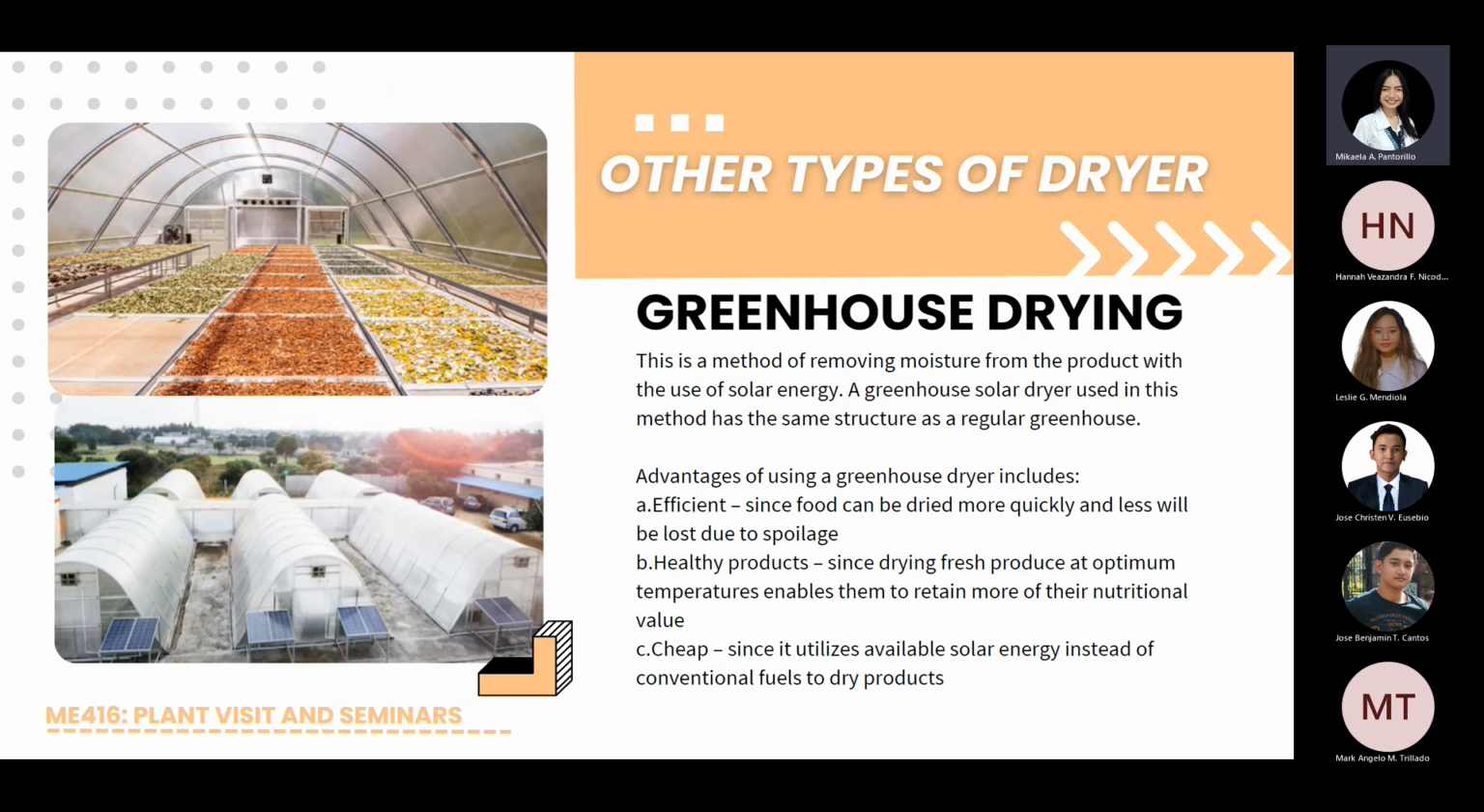Greenhouse drying. Greenhouse drying is a method of removing moisture from the product with the use of solar energy. A greenhouse solar dryer used in this method has the same structure as a regular greenhouse. The use of greenhouse drying also has its advantages. Efficient, since food can be dried more quickly and less will be lost due to spoilage. Healthy products, since drying fresh produce at optimum temperatures enables them to retain more of their nutritional value. Cheap, since it utilizes available solar energy instead of conventional fuels to dry products. Next.